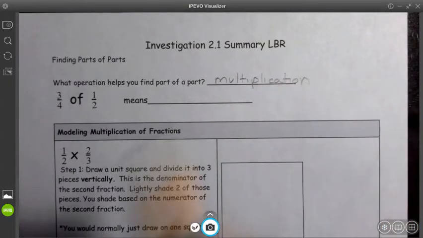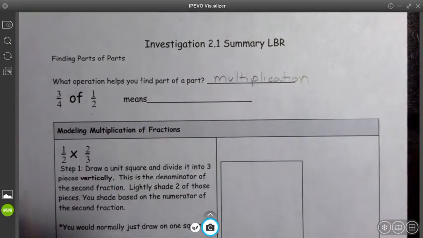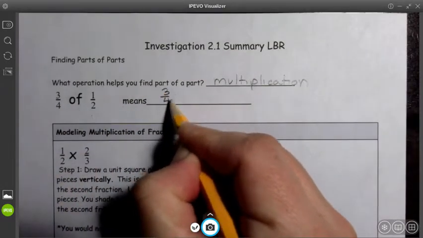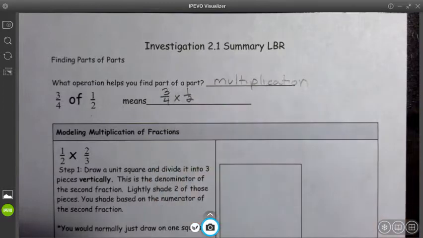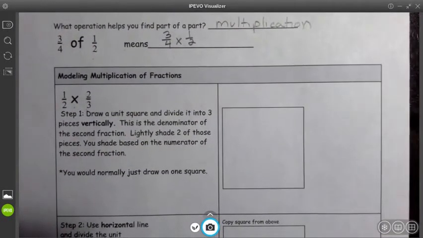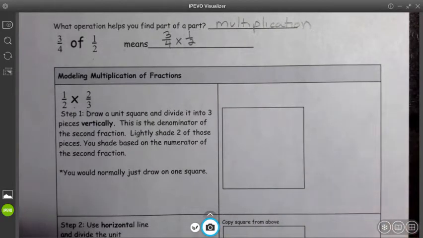And when you have part of a part, so 3/4 of 1/2, this means when you have 3/4 of 1/2, my number sentence would be 3/4 times 1/2. Now, we spent the day looking at how we model multiplication of fractions, again, to get the idea of what is really going on. So if we said we had 1/2 times 2/3, or 1/2 of 2/3, the way we're going to do these notes is normally you're going to just do it in one box, but we're going to kind of redo and show how each step progresses.